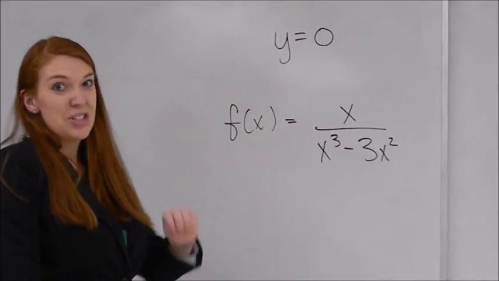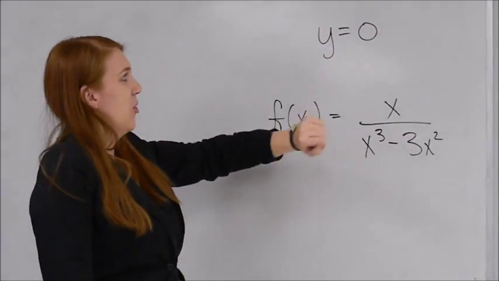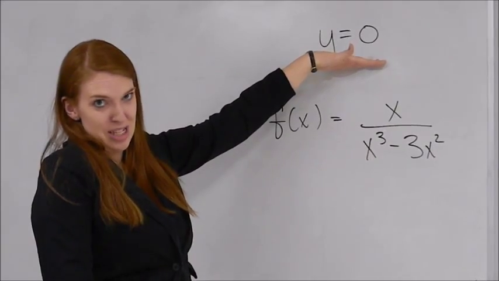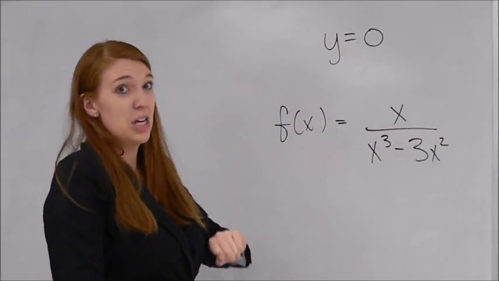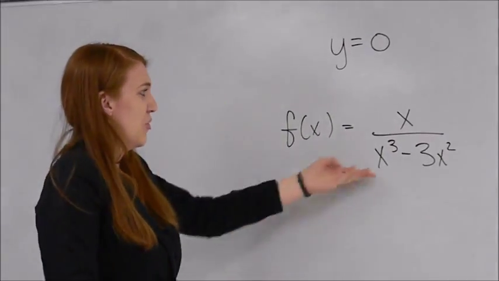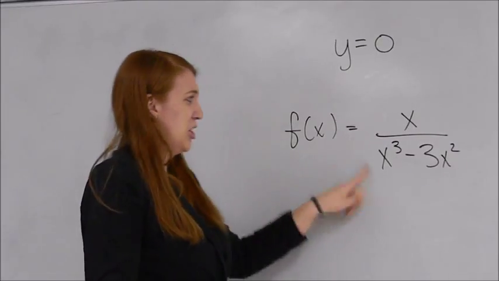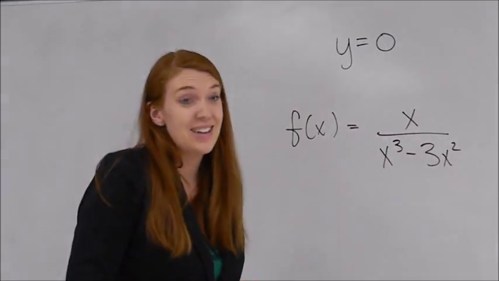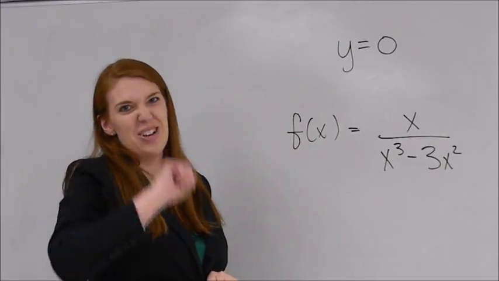Exactly. So the first horizontal asymptote we're going to look at is y equals 0. If you have an asymptote of y equals 0, the degree of your numerator is going to be less than the degree of your denominator. For example, in this one, the numerator has a degree of 1, the denominator has a degree of 3, so we have our horizontal asymptote at y equals 0.